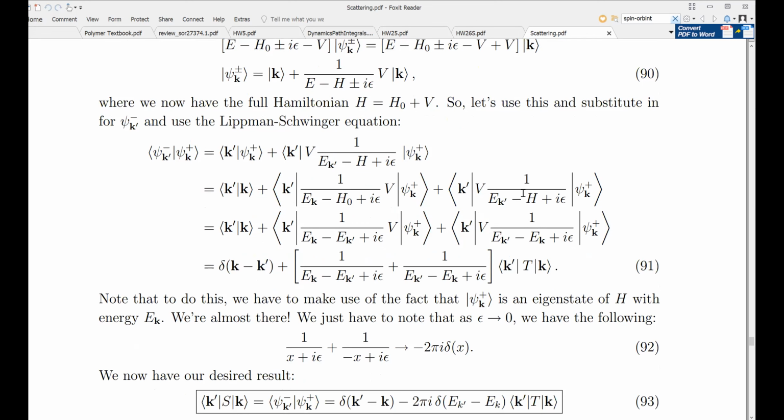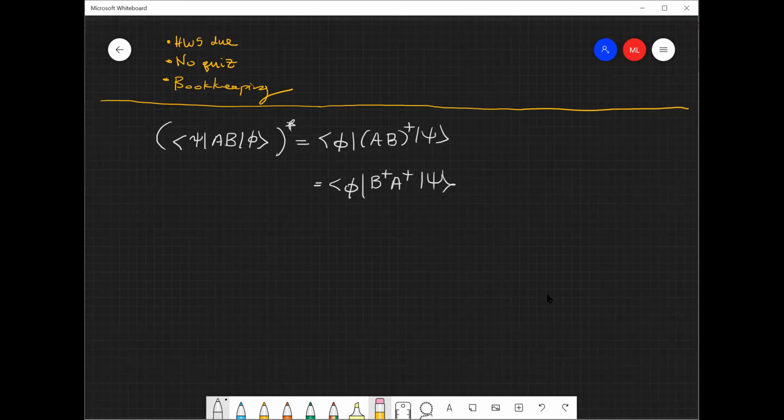I don't know if any of you caught this. In the homework, it's relevant also. Anyway, so what else? More bookkeeping.